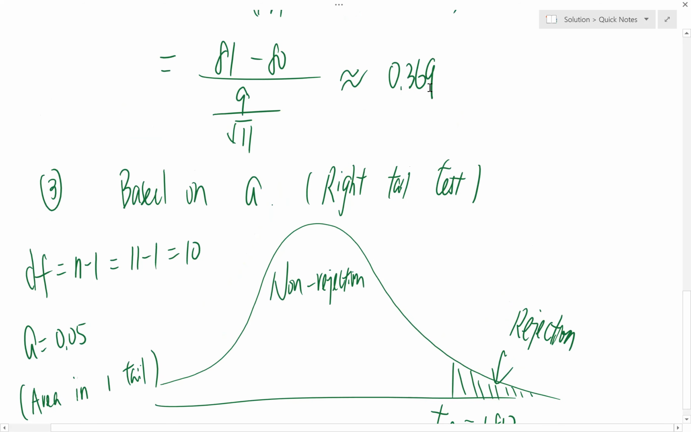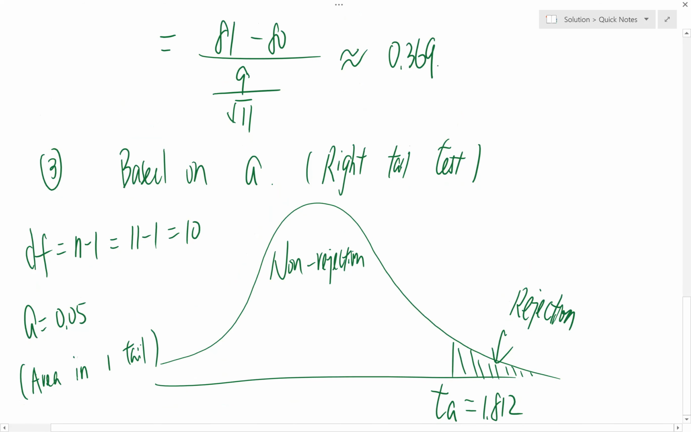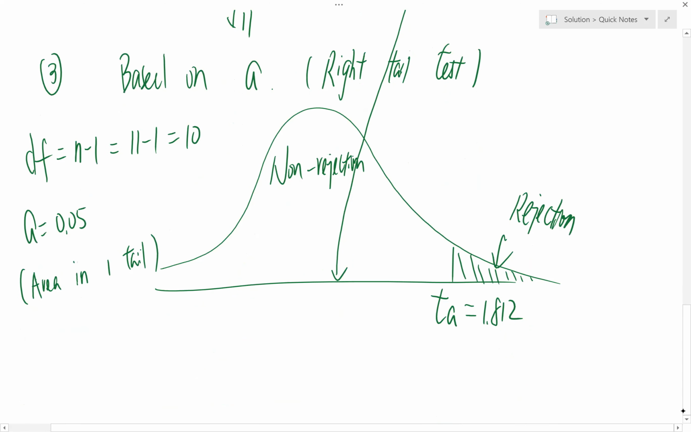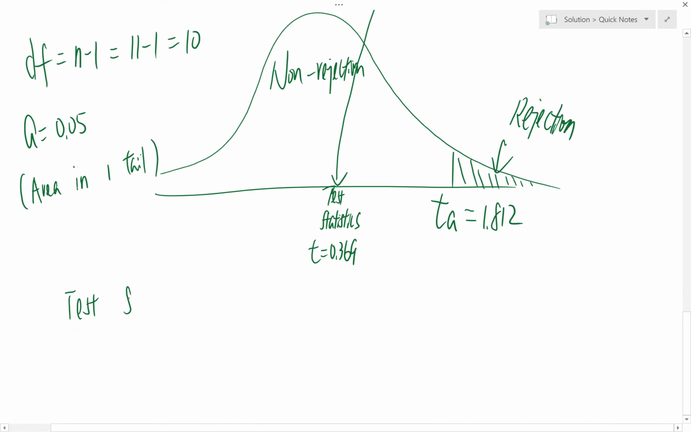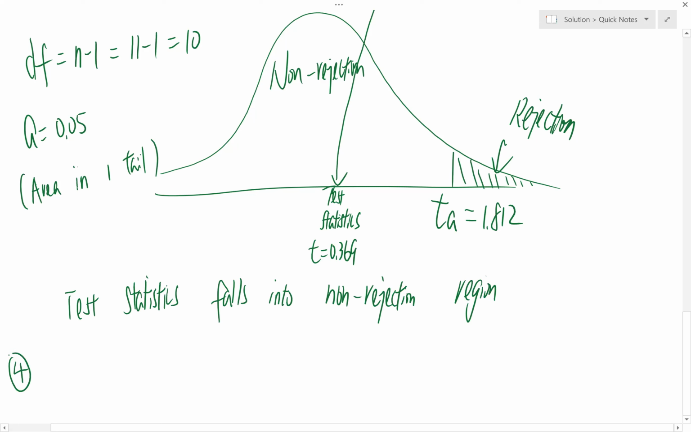Now, if you look at the test statistic, 0.369, this actually is located here. So this time, the test statistic falls in the non-rejection region, because the T-score is 0.369. That means that builds ground for the final conclusion. So fail to reject H0.